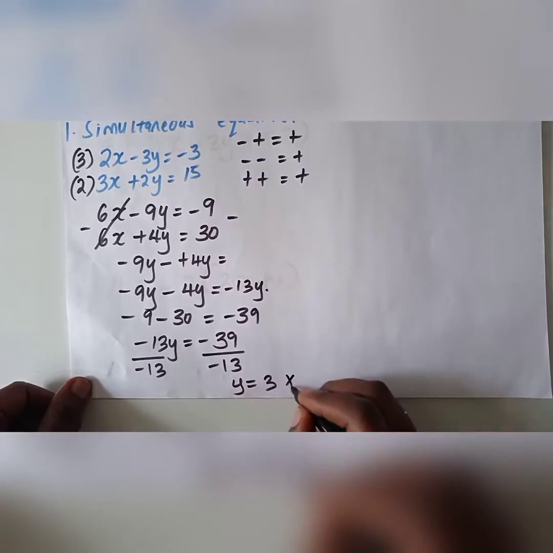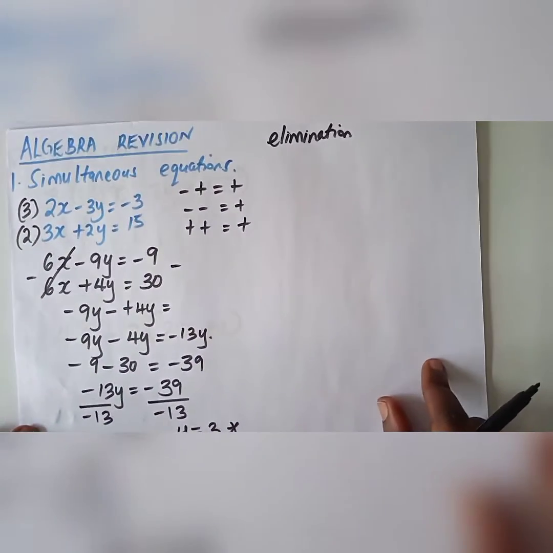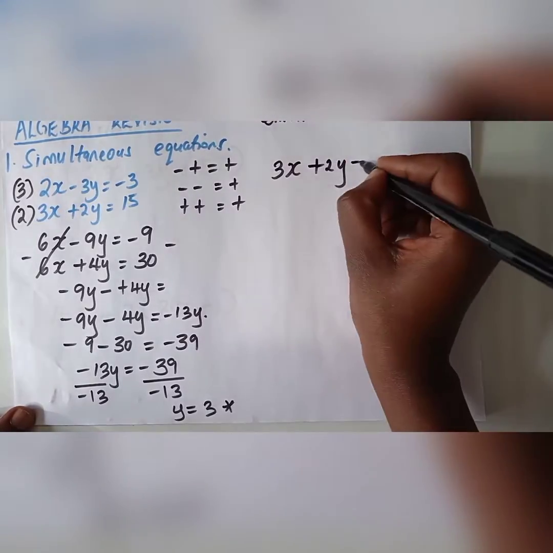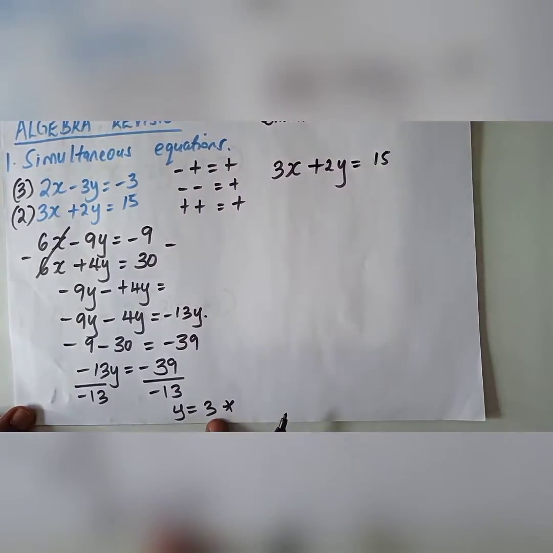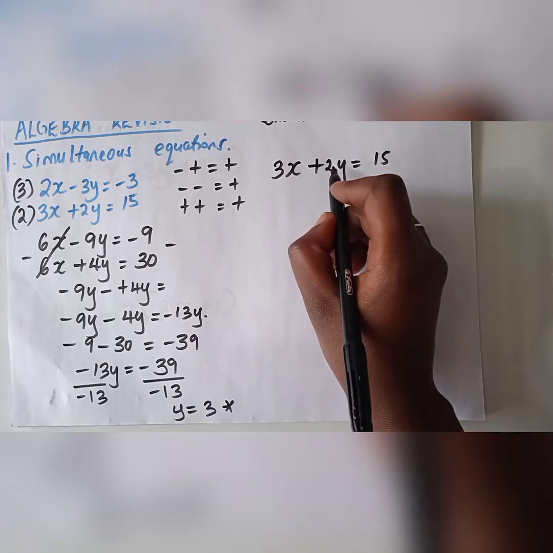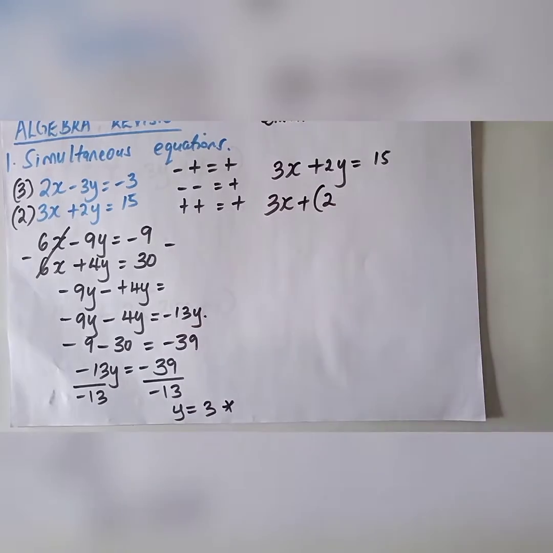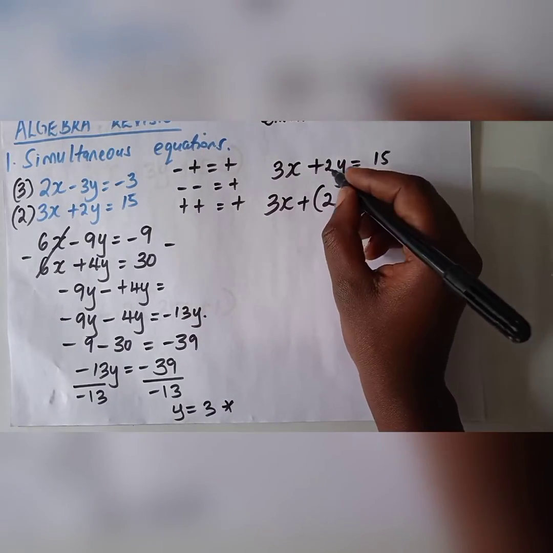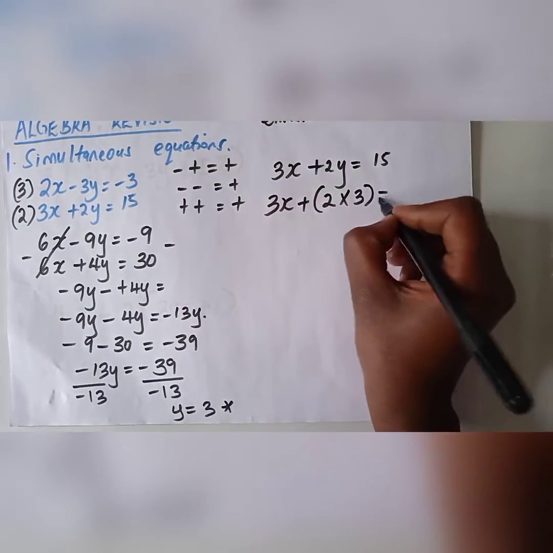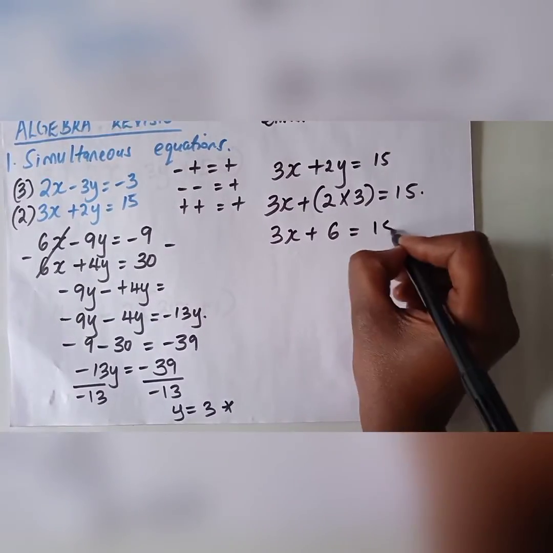Now after finding the first value, you're going to plug it into any of the equations. So we can use the second equation to find x. So we have 3x plus 2y equals 15. But now we're going to substitute this value in. So y equals 3 will be our y value. So here we have 3x plus, in brackets, 2 times y, and y is 3. So 2 times 3 equals 15. Now we have 3x plus 6 equals 15.